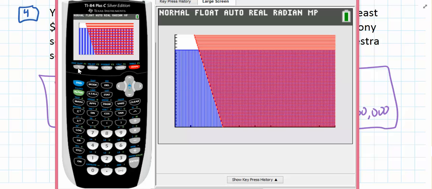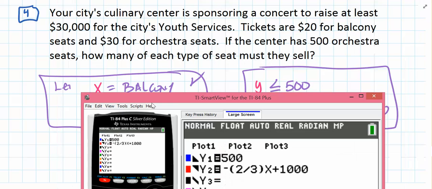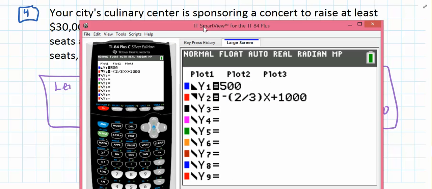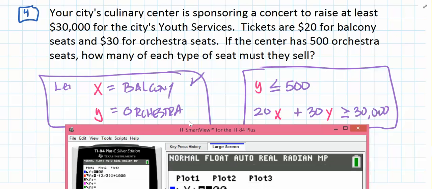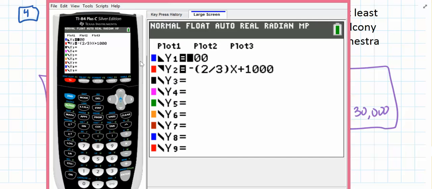Y less than 500, and then greater than. Yeah, negative 2/3 x plus 1,000. Okay, so back to my graph. I can see that. Where does my region make sense here now?